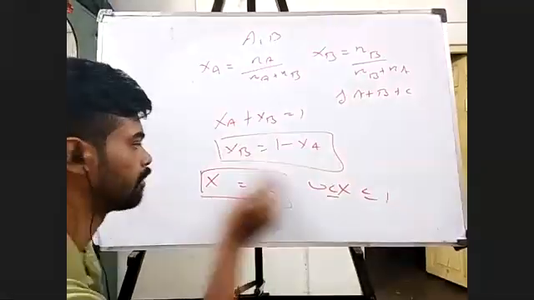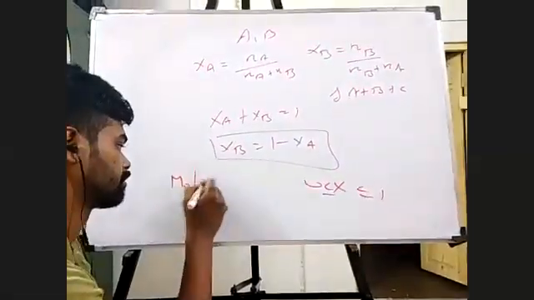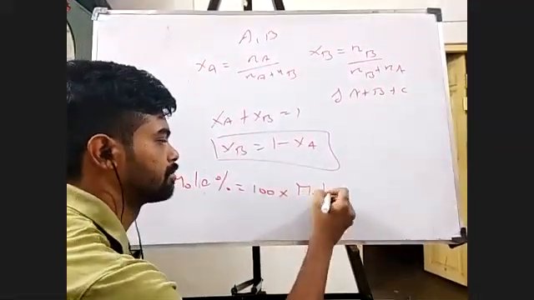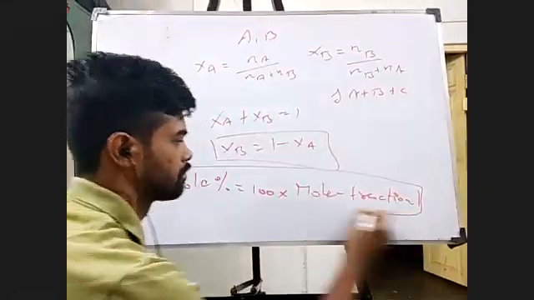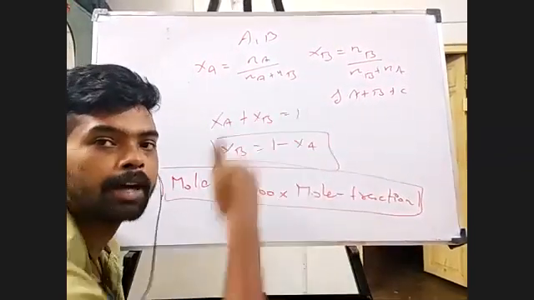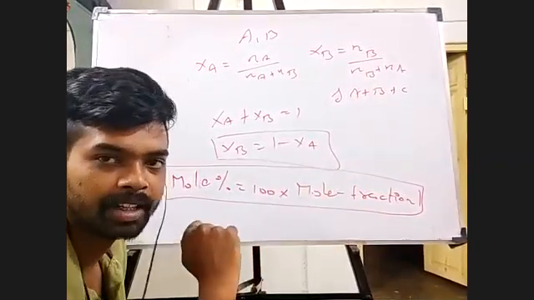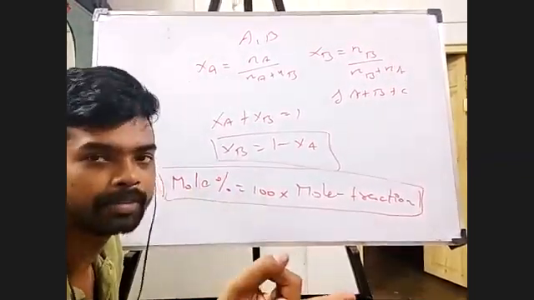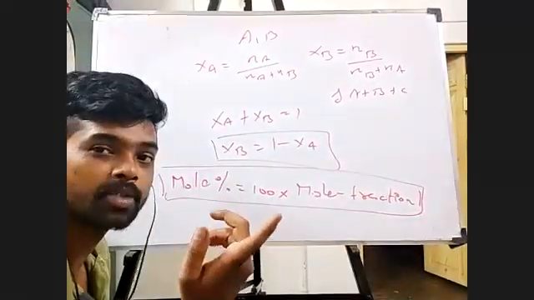So another formula I'm giving you now: mole percentage is equal to 100 into mole fraction. So you can find a lot of similarity between mole fraction and the mass percentage. What is the difference? Here I speak in terms of number of moles. Yes, right. And one more difference is in mass percentage, the scale is from 0 to 100. Here the scale is from 0 to 1.